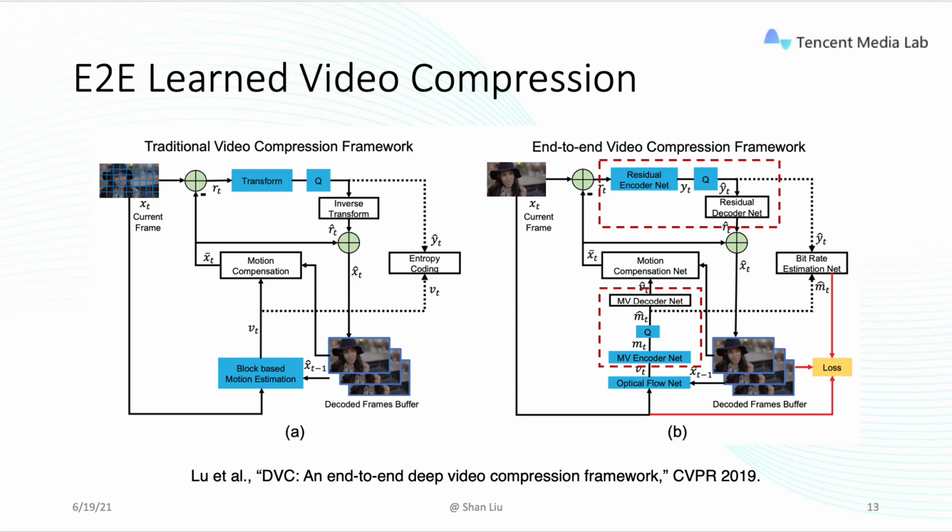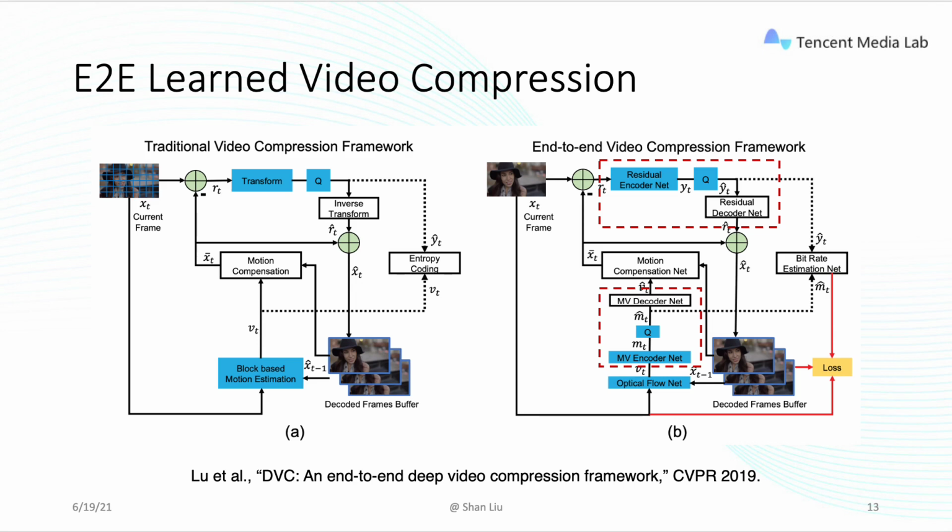This slide shows the work presented in Lu's 2019 CVPR paper DVC. The block diagram on the left-hand side is a simplified illustration of the predictive coding architecture used by conventional video codecs such as H.264 and H.265. The proposed end-to-end video compression network is shown on the right.